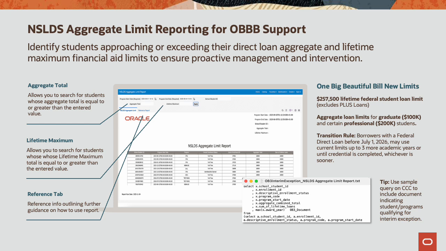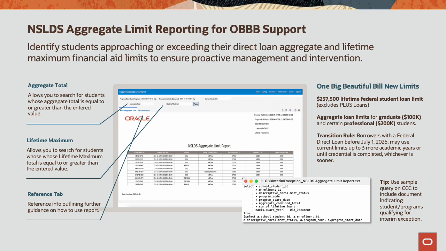The foundation of this report is data received directly from NSLDS, which ensures that the information you're reviewing is both accurate and up-to-date based on federal data. The aggregate total column allows you to search for students whose total federal direct loan borrowing is at or near the defined limit, and the lifetime maximum tracks whether a student's overall borrowing is approaching the new lifetime cap established by the OBBB Act.